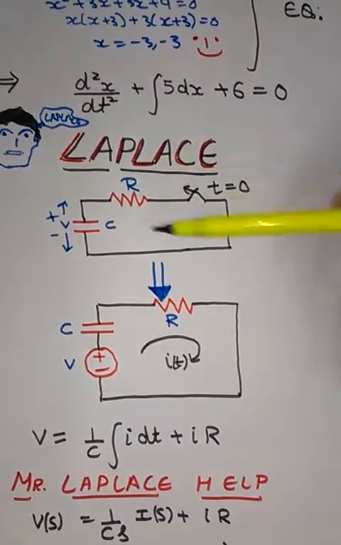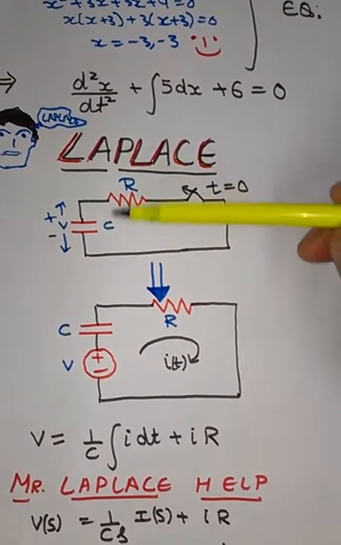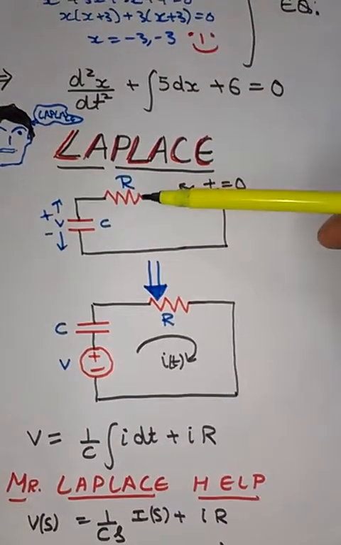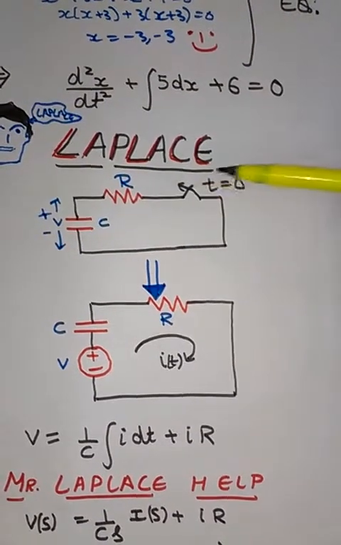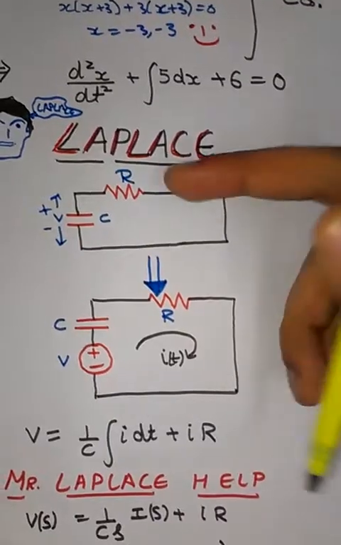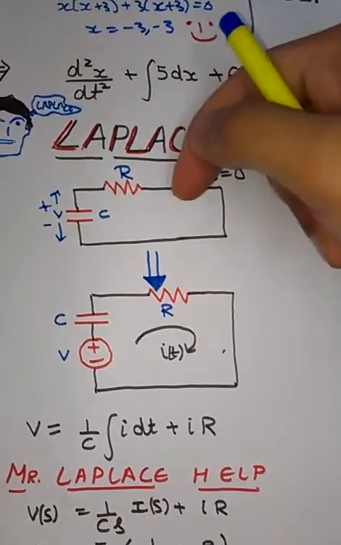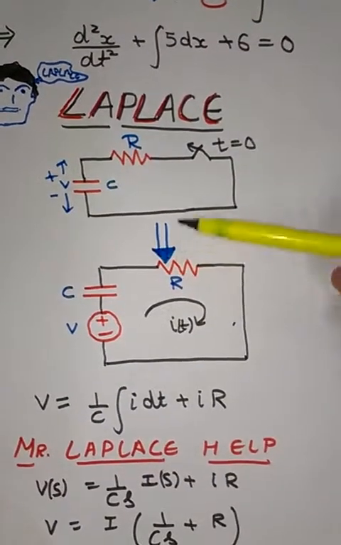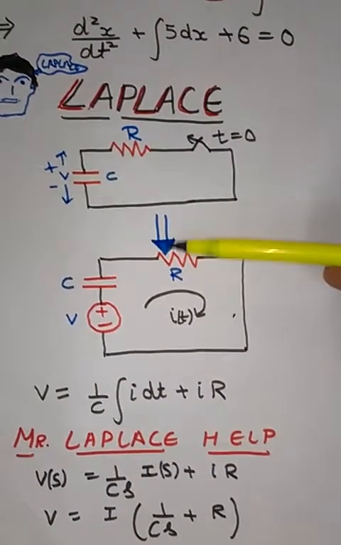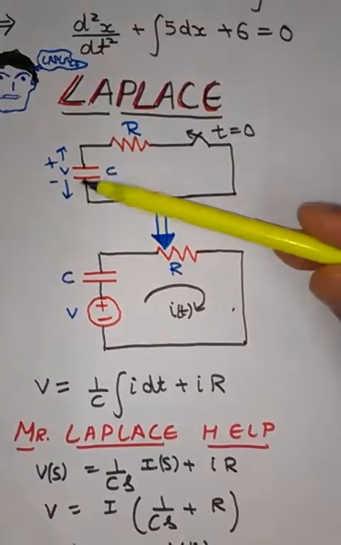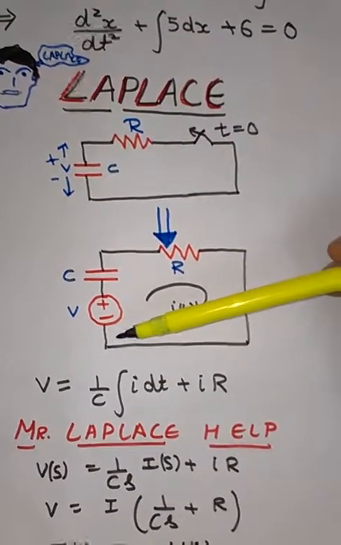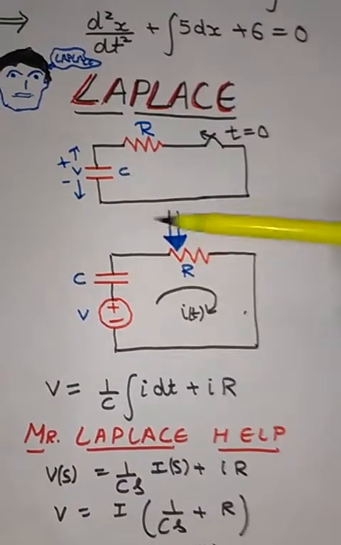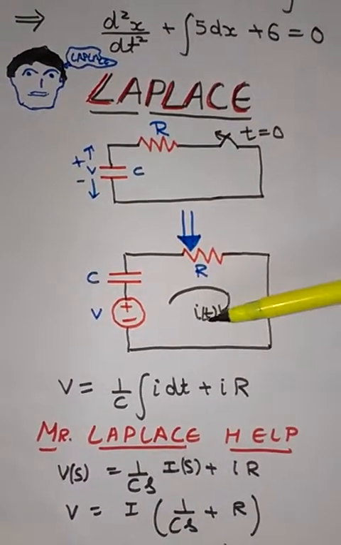Let's take an example. You have this circuit with a capacitor charged to voltage V, a resistor R connected in series, and a switch. At t equal to 0 we will be pulling this switch. So first we will convert this into an equivalent circuit. Here I am taking the voltage out of the capacitor just for simplicity, and we have the circuit with the current i(t) flowing in it.